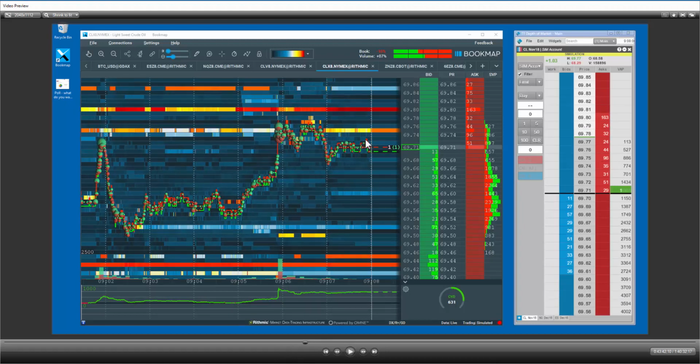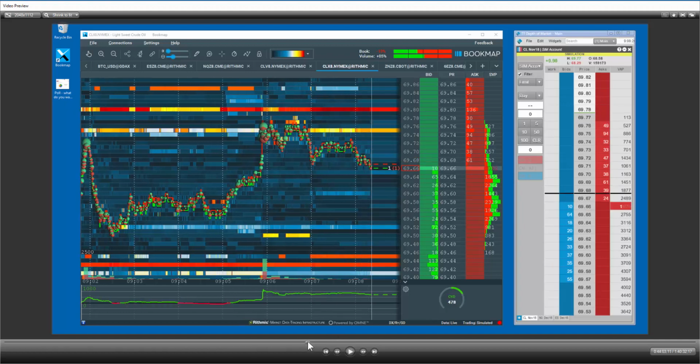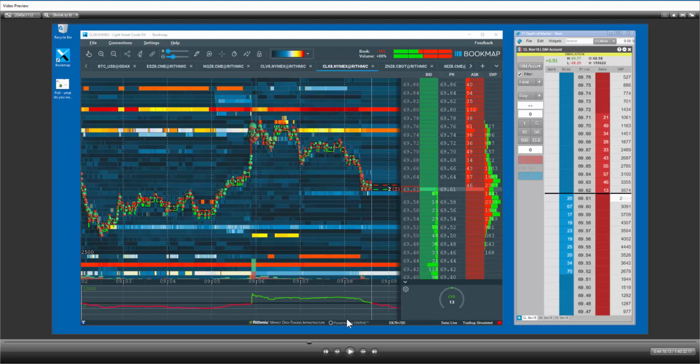Okay, another area of exhaustion here. You can see the lack of trading. We can see one contract up here, looking for sellers to hit the bid with some size here and bring price lower into areas of higher liquidity. And that's exactly what occurs.